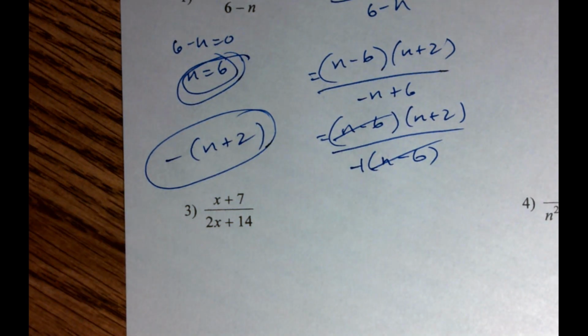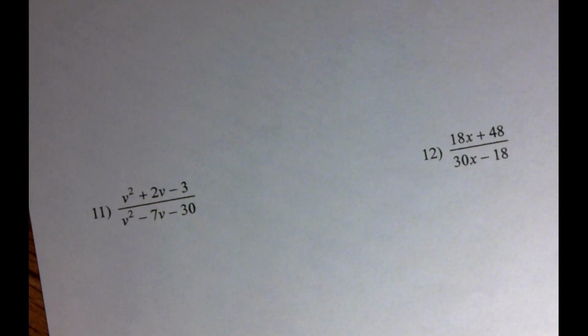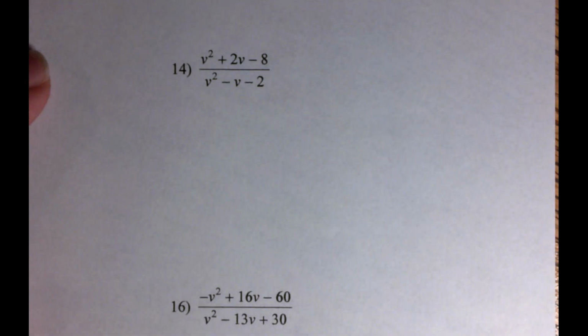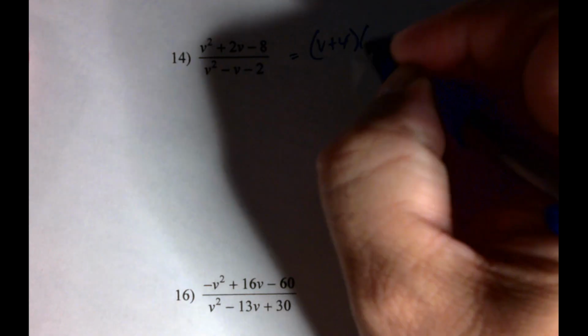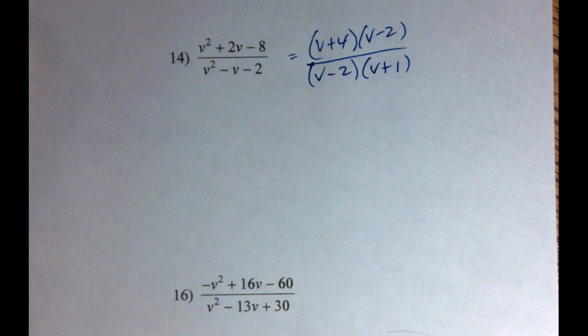All right, that's it, I think. I'm going to do one from the back. Sure, I'll do one from the back. Let's do 14. All right, so here, factor the numerator. If you factor both numerator and denominator, it's going to be v plus 4, v minus 2, and the denominator is v minus 2, v plus 1. Hopefully you can figure that out, right? Just regular factoring.